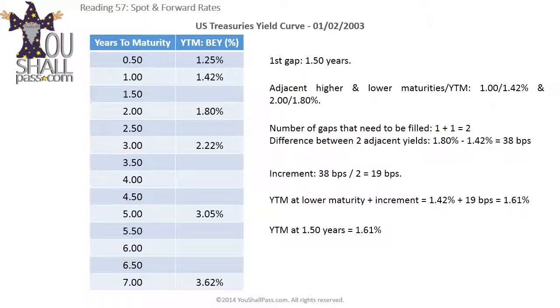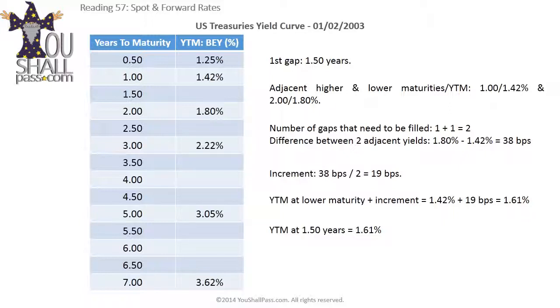Over here, the first gap we have is at the 1.5 year maturity point. The adjacent higher and lower maturities which have corresponding YTMs are the 1 year point where the YTM is 1.42% and the 2 year point where the YTM is 1.8%. The number of gaps that need to be filled is 1 and we add 1 to it, that's 2. The difference between the two adjacent yields is 38 basis points, so the incremental YTM that needs to be added on to the preceding YTM is 19 basis points.